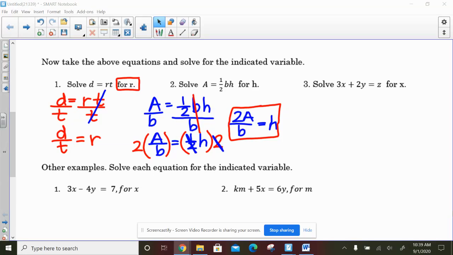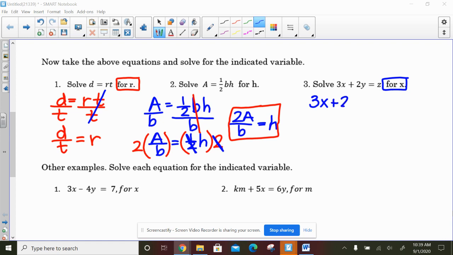So picking up with example 3, we want to solve 3x plus 2y equals z for x. Okay, so that means I want x by itself when I'm done. So I have 3x plus 2y equals z. Okay, so I'm gonna underline this. I want that by itself.